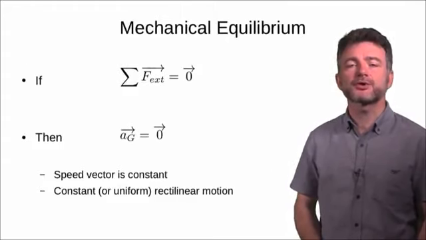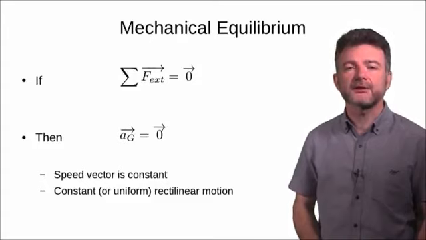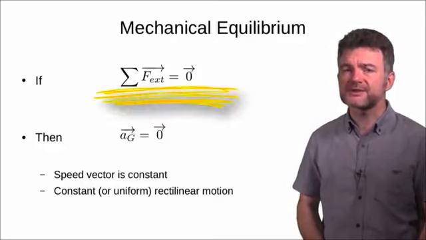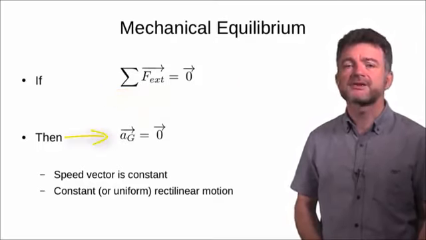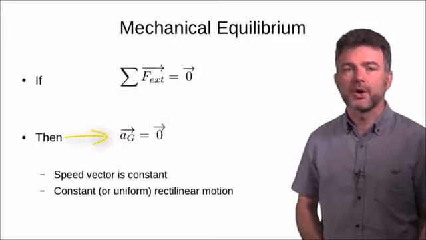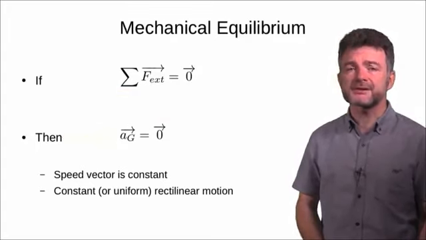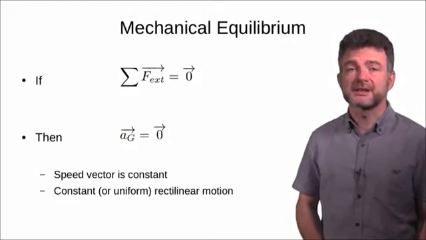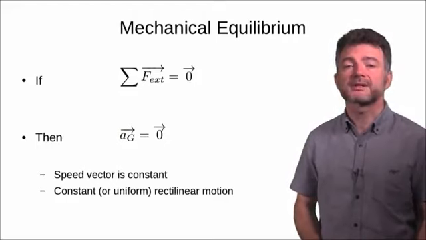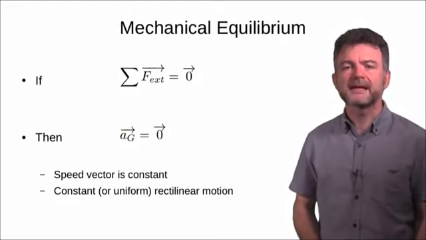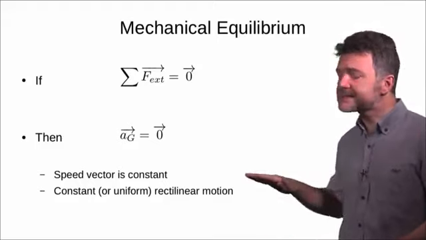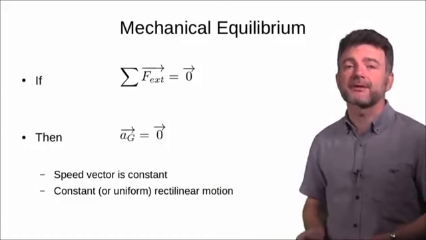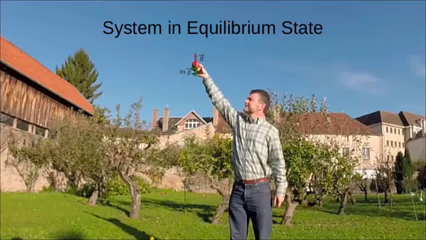In the particular case where all the external forces applied to a body are balancing themselves, the sum of external forces is zero. Then, the center of mass acceleration is also zero, which means that the speed vector is constant, which means, in turn, a rectilinear motion with a constant velocity. We call it a uniform rectilinear motion. This is typically the case of an aircraft in cruise or even in climb with a constant flight path angle and velocity.